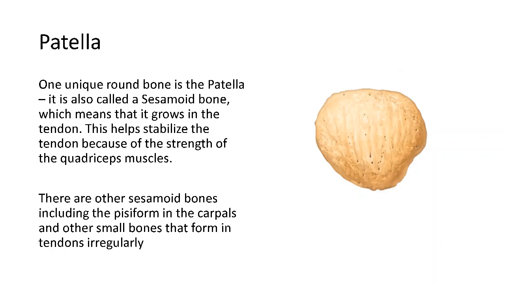The other sesamoid bones are the little tiny bone in your wrist bones, your carpals, called the pisiform. And sometimes people will form small sesamoid bones in the tendons around their knuckles or in their feet. If you've ever heard somebody talk about developing bone spurs, those are sesamoid bones that developed in the tendons of their feet.